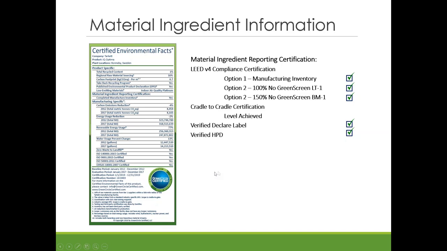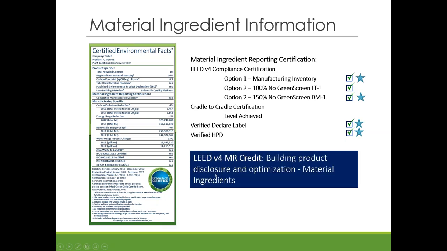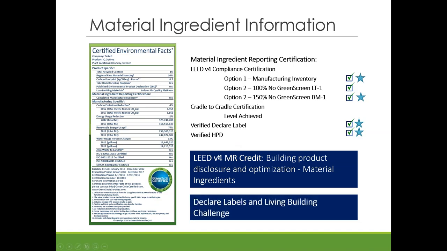And we're going to talk a lot more about material ingredient reporting, so I'm not going to spend a ton of time on this slide right now, other than to say that in LEED version 4.1, third-party verified HPDs, Declare labels, and manufacturer's inventories are valued at 1.5 products out of the 20 required to earn the point, if you remember that we just talked about that. And we also do know that Declare labels are utilized within the Living Building Challenge, so any third-party verified Declare label would be useful for that. Green Circle is a third-party verifier for Declare labels. We're approved by the International Living Future Institute.